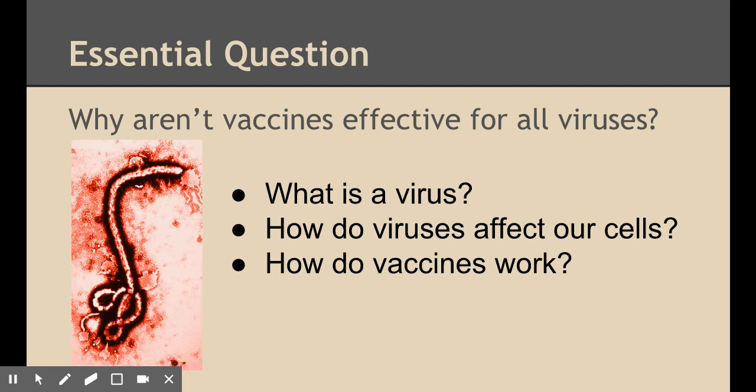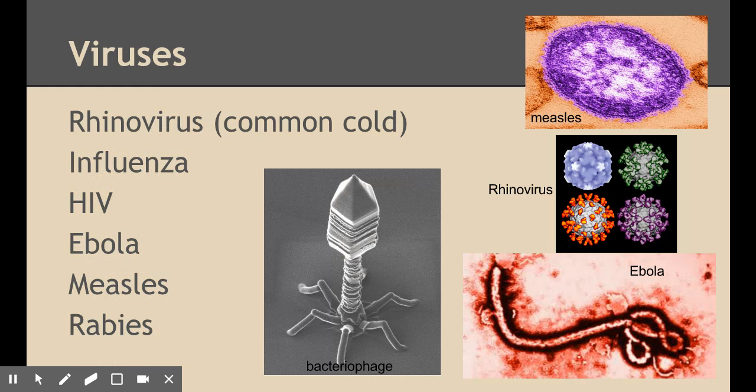In order to understand this, we need to know a little bit about the biology of viruses. So we're going to look at what they are, how they affect our cells, and then we're going to look at vaccines and how they work. Number 2 just asks you for examples.